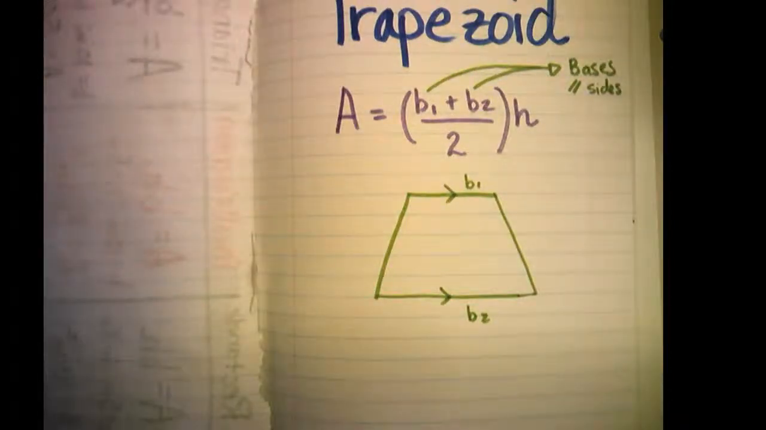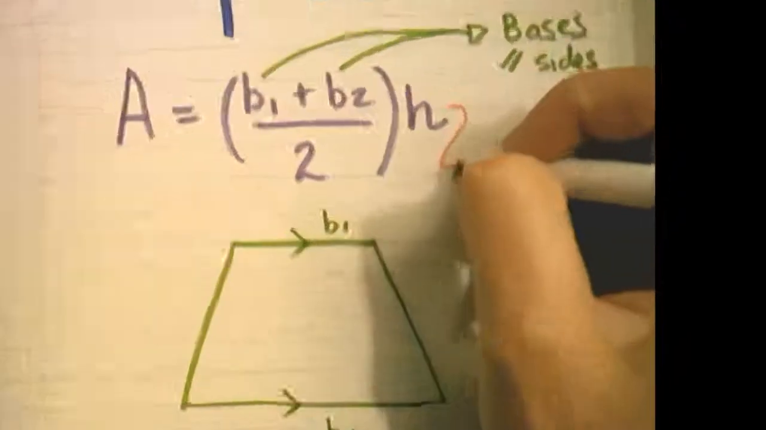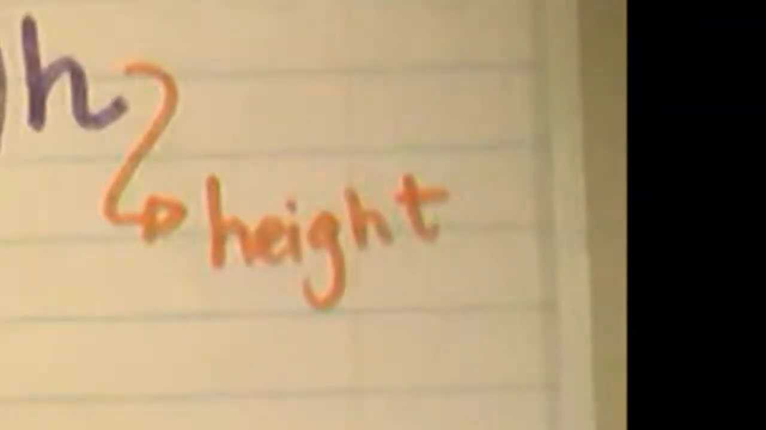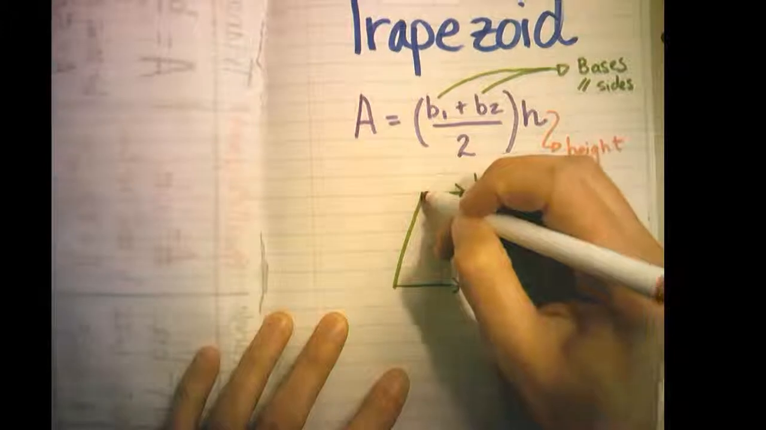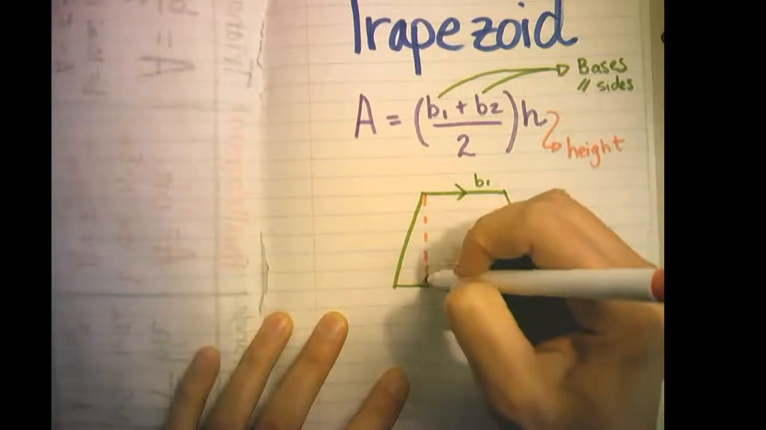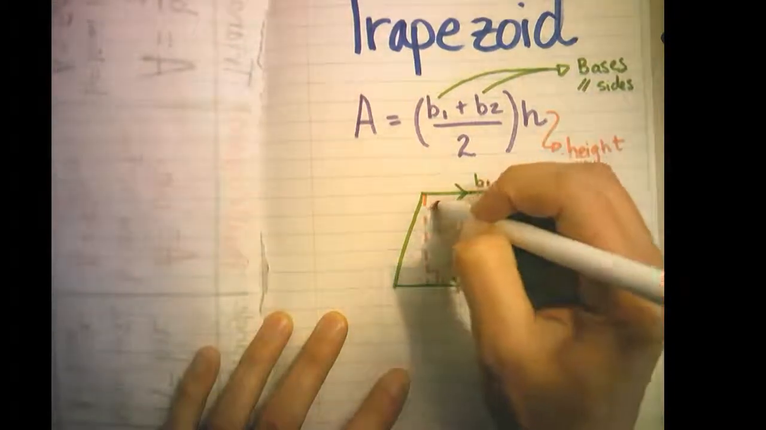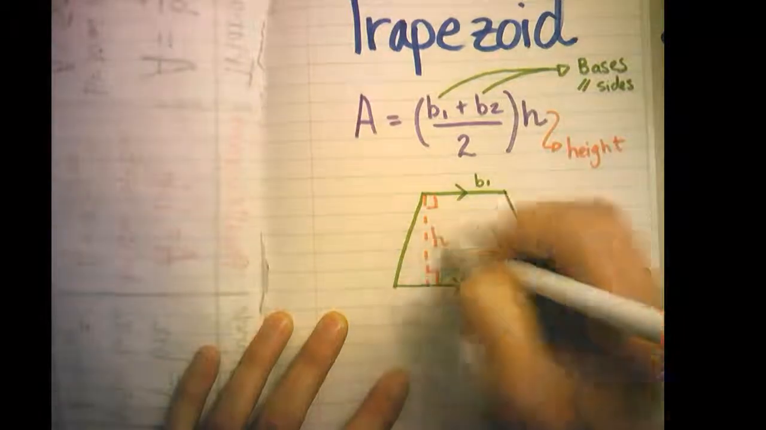And what does the H stand for? Height. Right. And how do you know what the height is? Say that again. Straight down the middle. Straight down the middle. Okay. Good job. It's always perpendicular to both of the bases. That's what the height will be.